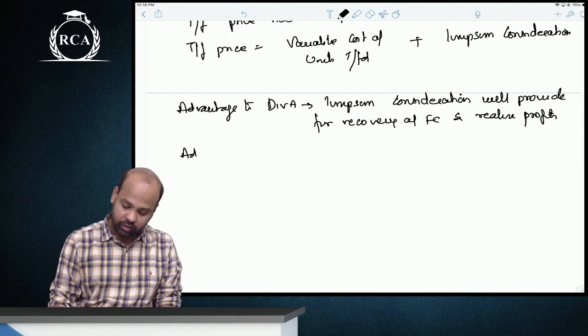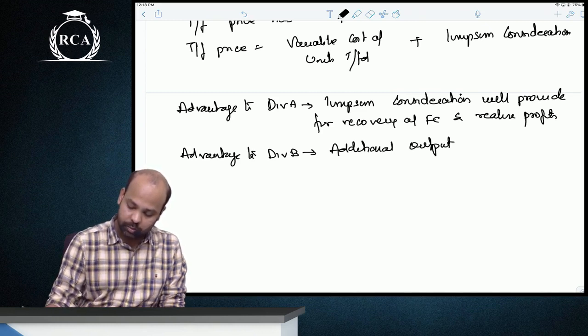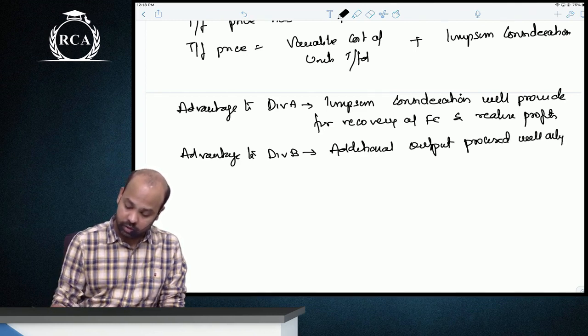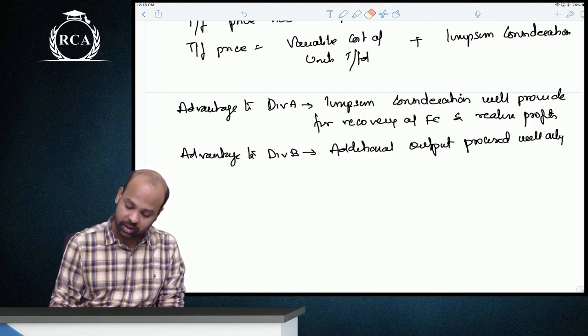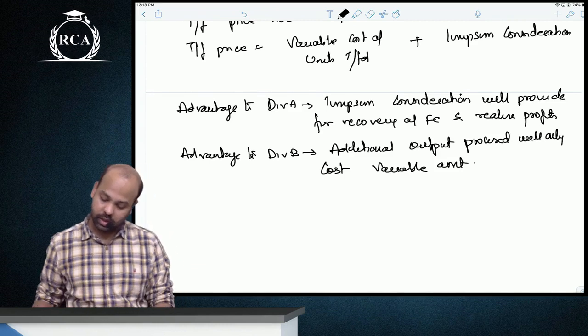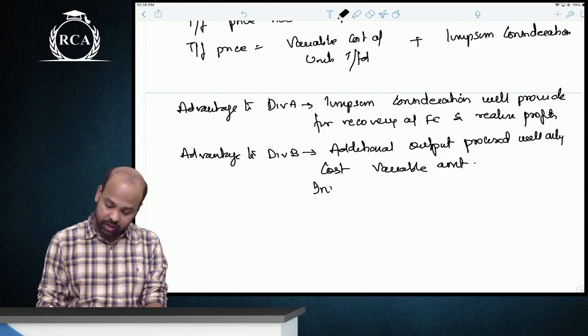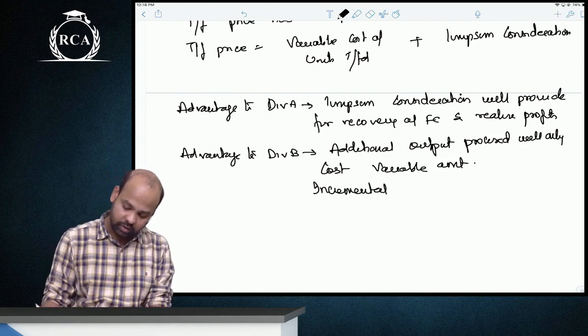What is the advantage to division B beta? Additional output procured will only cost additional marginal cost, will only cost variable amount as such guys. मतलब for them incremental cost beta is equal to marginal cost. They do not have to pay anything.